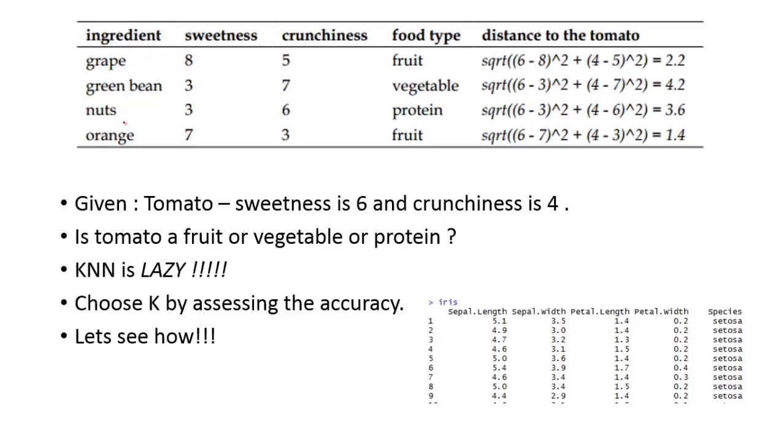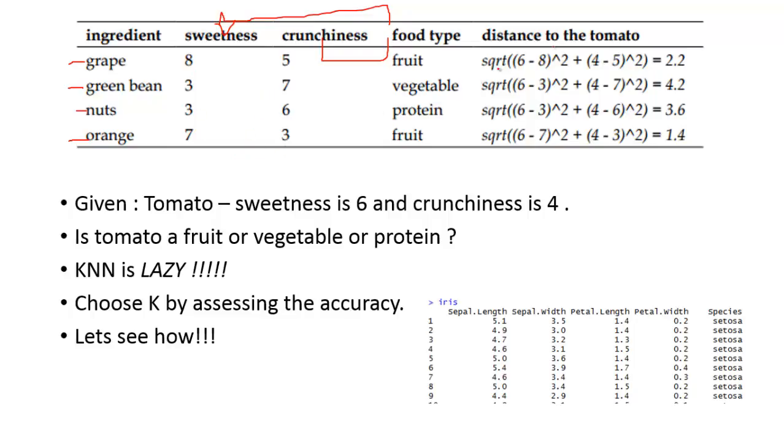This is just to make clear what KNN actually does. See, say you have some fruits, some vegetables and some proteins, in this order: grape, green bean, nuts and orange, and these are the classes. Grape and orange are fruit, green beans are vegetable, and nuts is a different class, protein. These are measured on a scale of two features. First is sweetness and second is crunchiness. So grape is given 8 and 5, 3 and 7, 3 and 6, 7 and 3.